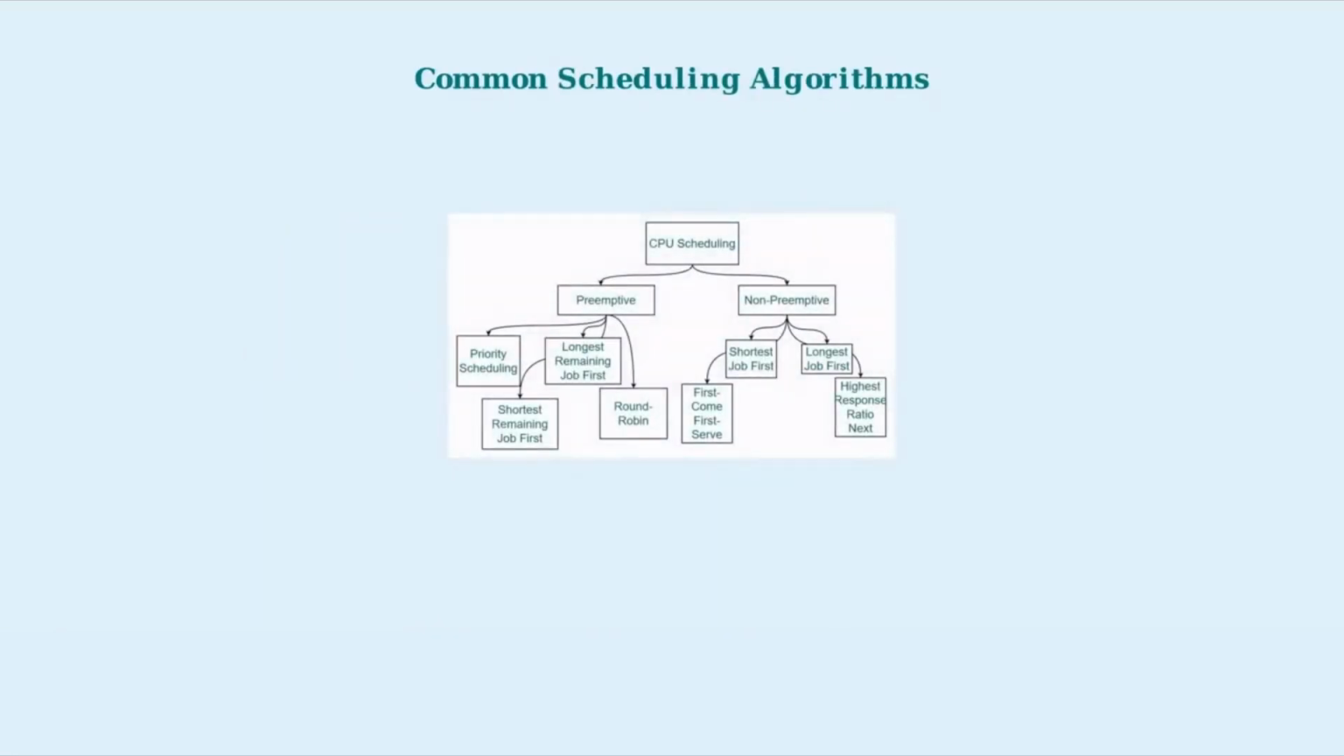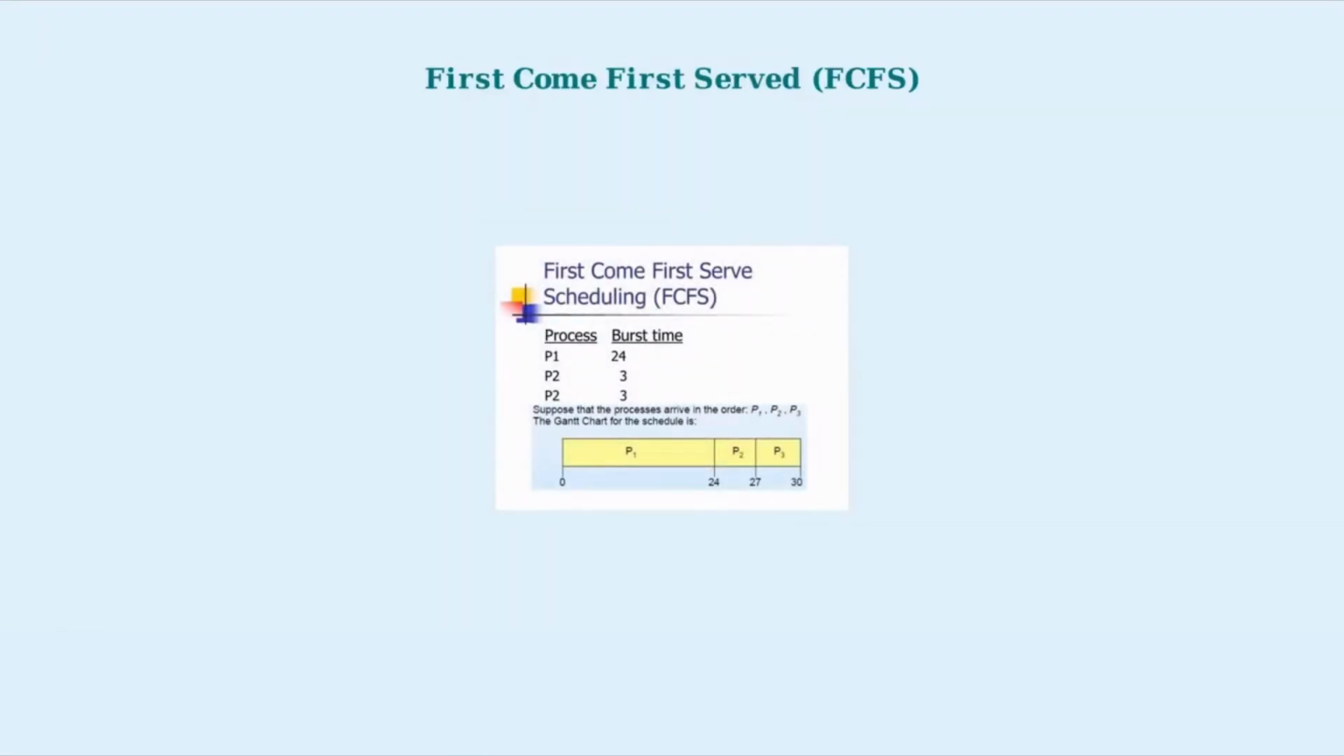There are several algorithms that operating systems use to decide which task runs next. These include first come, first served, shortest job first, round robin, and priority scheduling. Each has different advantages and use cases. First come, first served is the simplest scheduling algorithm. Tasks are executed in the order they arrive, just like a queue at a store. While easy to implement, it can lead to long waiting times if a large task arrives first.